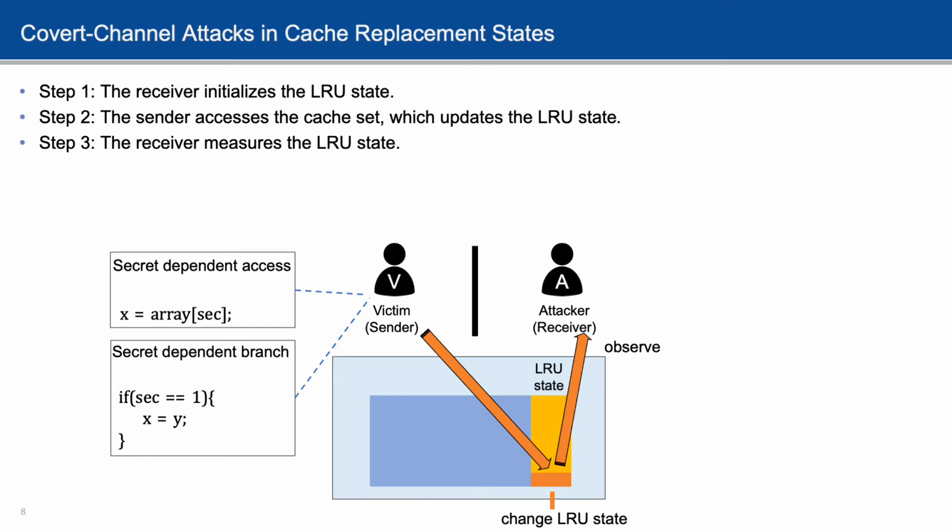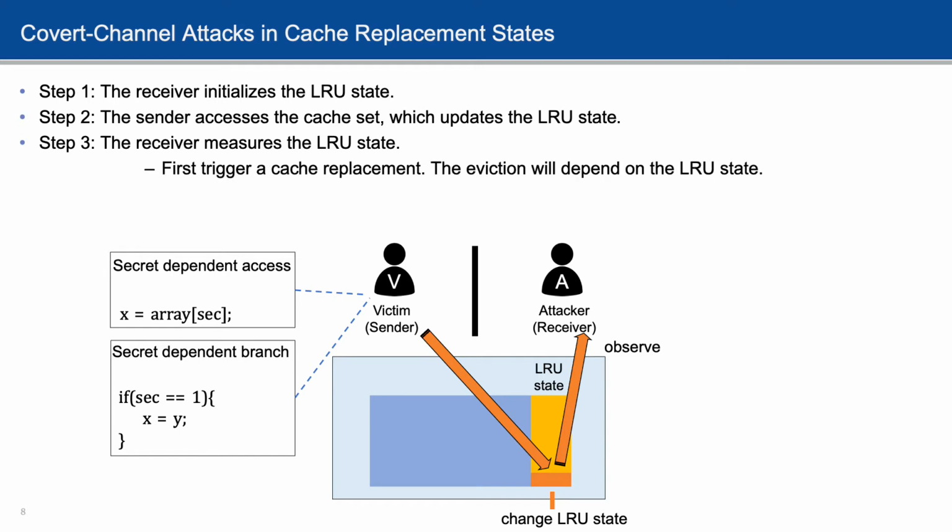However, observing the LRU state is not trivial, because this state is not directly accessible from software. So in this paper, I propose to let the attacker first trigger a cache replacement, and this replacement will have an eviction depending on the LRU state. And then the attacker has a second access, which also measures the timing to determine what the state in the cache is.